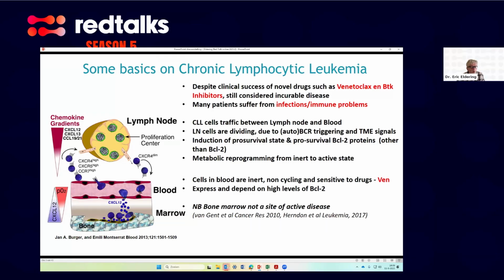Just in passing, the bone marrow is also a repository of CLL cells in patients. But the bone marrow, although it has been studied for quite a while and is used in diagnostics, is actually not a site of active disease. So it's primarily lymph nodes or spleen where that takes place. Perhaps an important notion to realize.